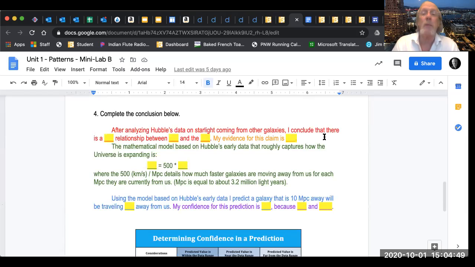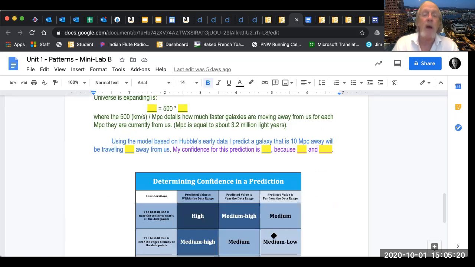These other blanks up here: I conclude that there is a linear relationship between the speed and the distance. My evidence for this claim is my graph. Over here, I have speed equals 500 times the distance. And then down here, once we know it's 500 times the distance, our distance is 10 megaparsecs. So we just substitute 10 into our equation. 500 times 10 is 5,000.